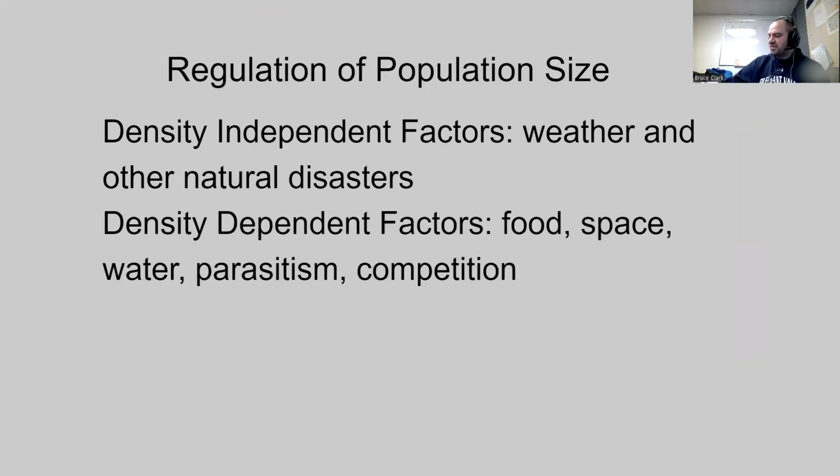With those limiting factors, there are things that limit how fast populations can grow. Some are dependent on the density of that population. Others have no regard whatsoever. So I'll start with the second one, density independent factors. These are things that will happen regardless of how big a population is.